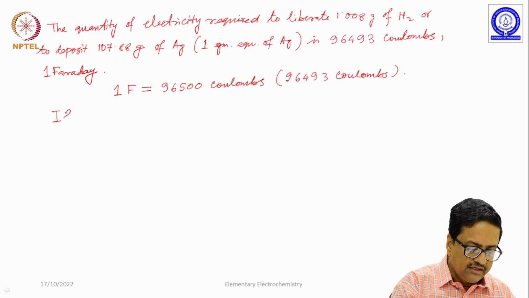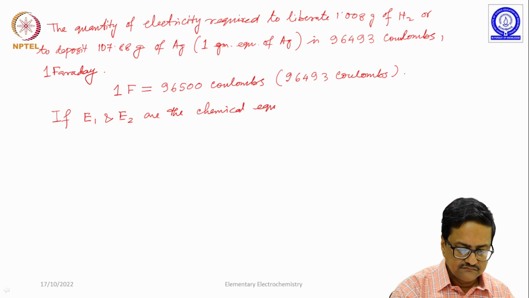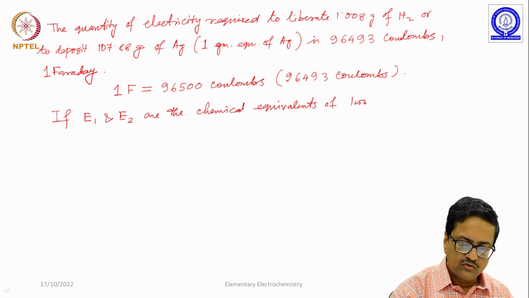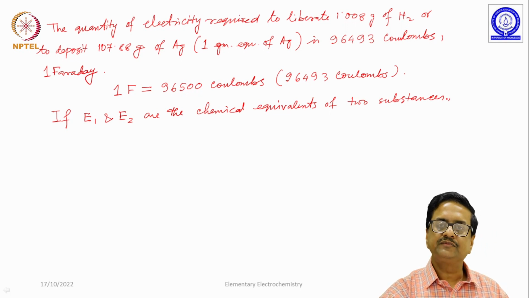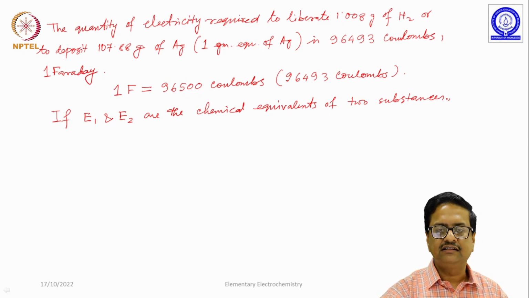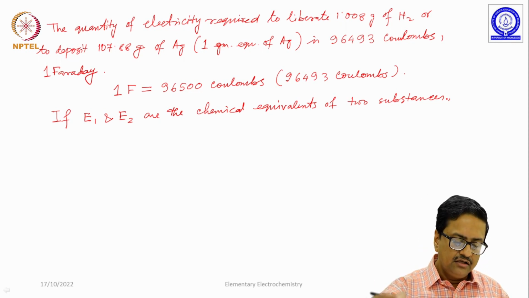So, if E1 and E2 are the chemical equivalents of two substances. I am writing substances as a general term because these substances can be a metal, a gas that is evolved, a metal that is getting deposited, or a metal leaching out of the electrode and generating a cation in the solution, and that is why I am writing two substances.